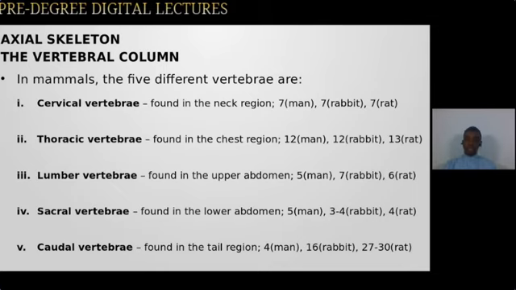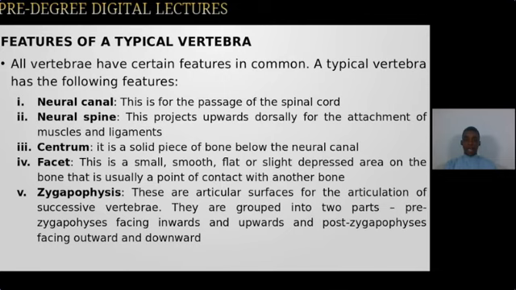Now the caudal vertebrae is found in the tail region. Since man does not have a tail, there are only 4 of them, though they are fused. In rabbits you have 16. And in rats, because of their long tails, you have between 27 and 30 of them.